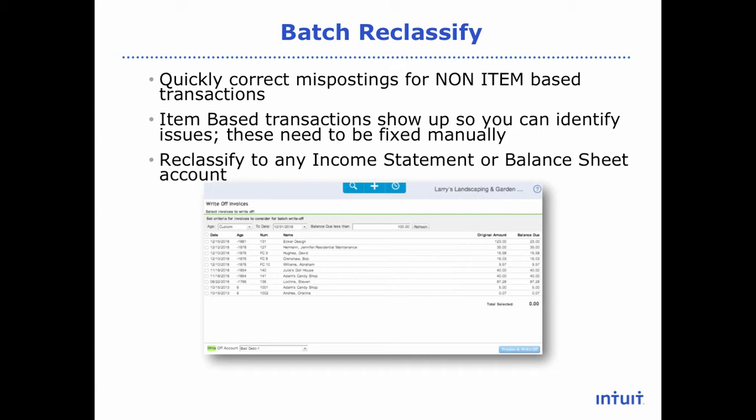So if you have clients who are posting transactions the wrong way, this is a great tool for you to reallocate them properly. I like to look at item-based transactions in the screen so that you can identify any issues and you can actually check to see whether or not your clients have set the items up properly. So you can reclassify to any income or balance sheet statement, and you can also reclassify the class tracking as well. So with non-item-based transactions, items that are transactions that are posting directly to an income or expense account, you can reclassify from with accounts or classes. With item-based transactions, you can only reclass to different class tracking.